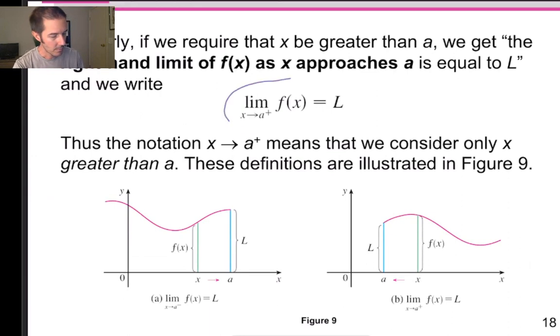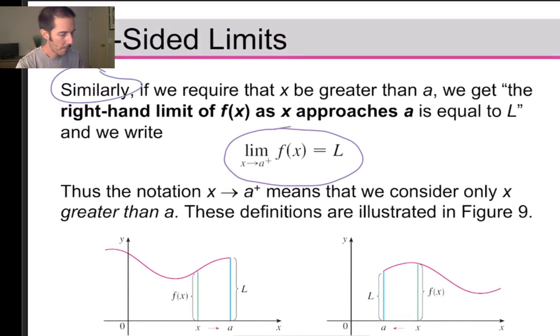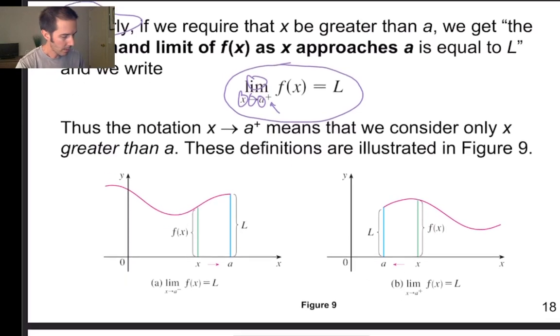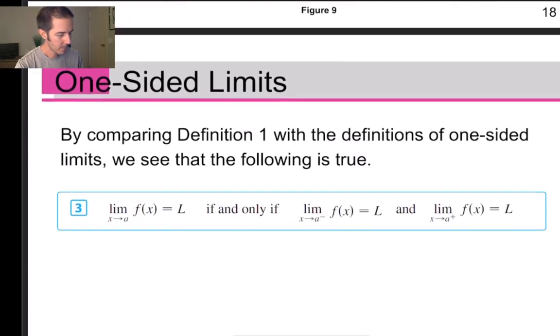This is the sort of counter definition. Similarly, it says the limit as x approaches a from the positive side, and that would be from the right. Okay, and then there are these diagrams. I don't want to talk about those.